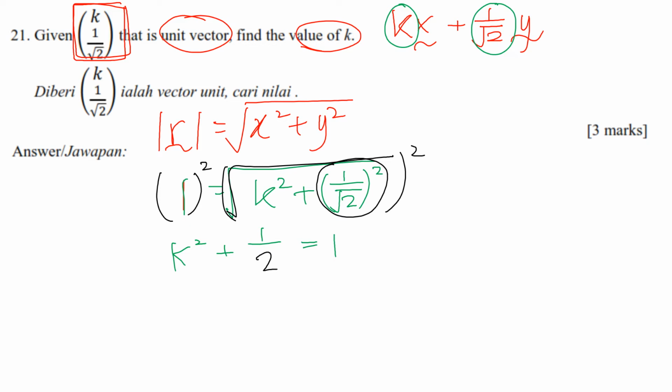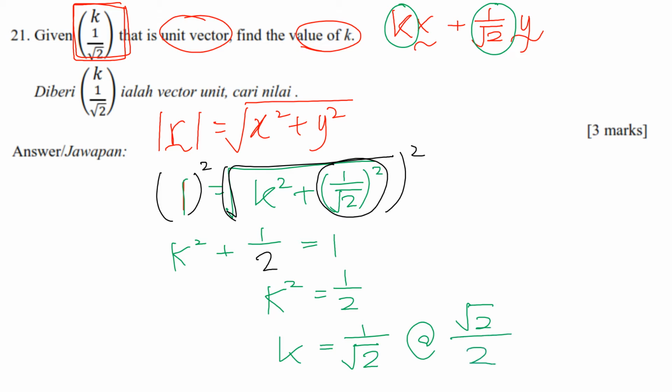Equals to 1. So then k squared is 1 over 2. Therefore k is equal to square root of 1 over 2, or it can be written as square root 2 over 2.